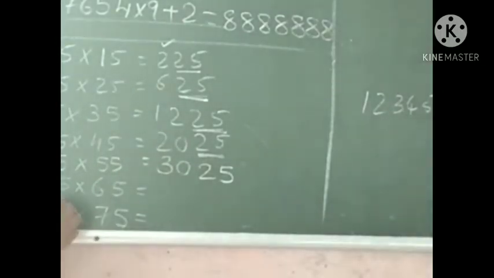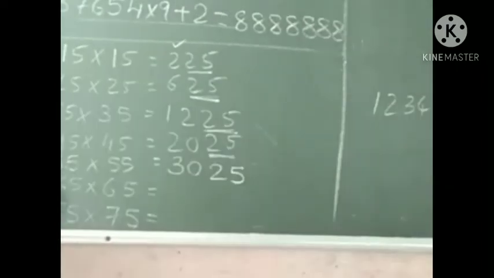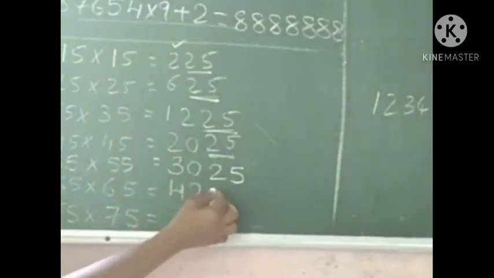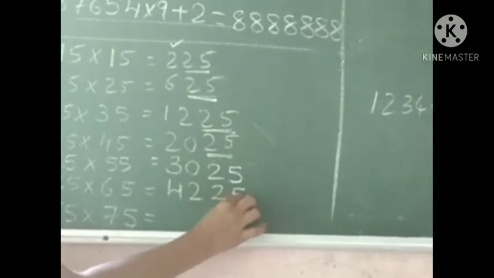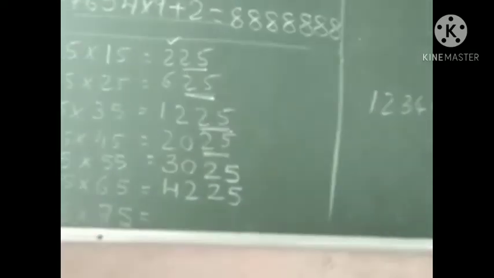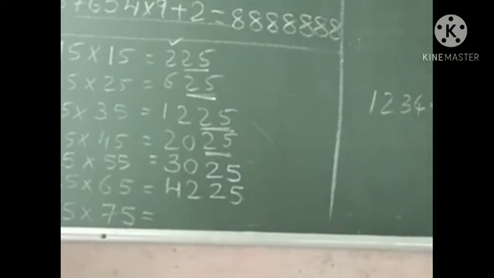Next 65 into 65. Now 6 and the next number 7. 6 7s are 42, and in the ones and tens place 25. Next 75. That is 7 into the next number 8. 8 sevens are 56, and 25.